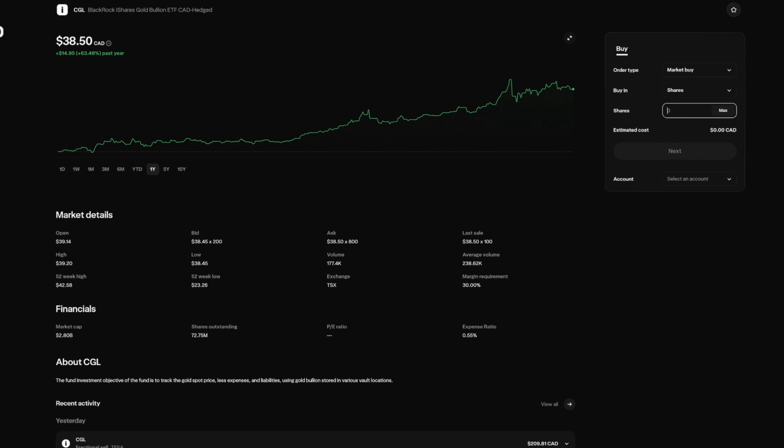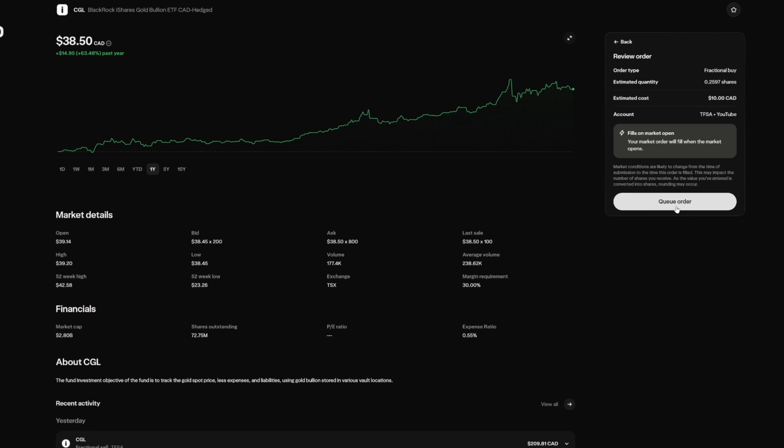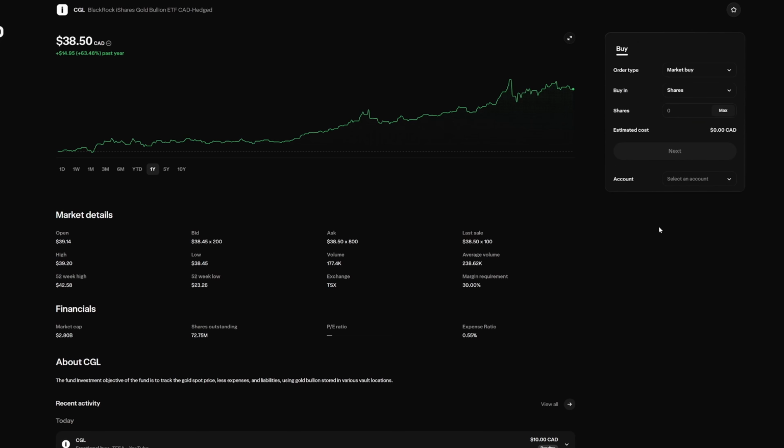Wealthsimple allows fractional shares. You don't need to buy a full share. Choose a market order if you want the purchase to happen immediately. Once the order executes, you now own a gold ETF inside your TFSA. That means your investment will move with the price of gold, and any gains inside the TFSA are completely tax-free.